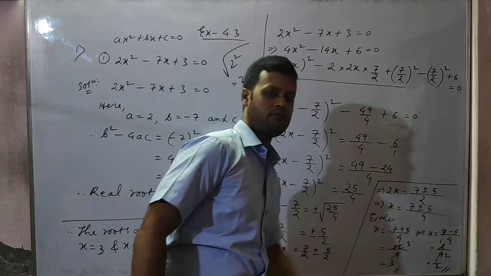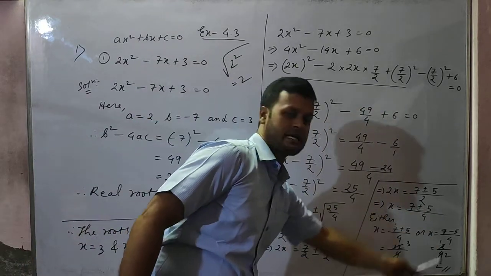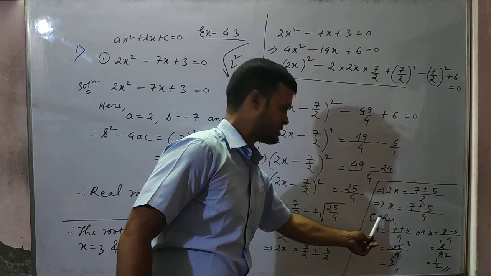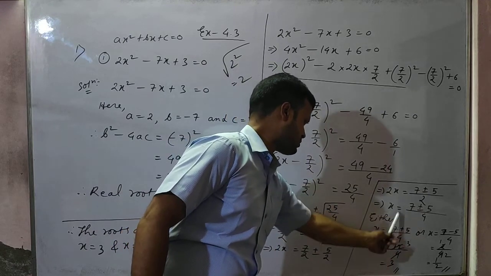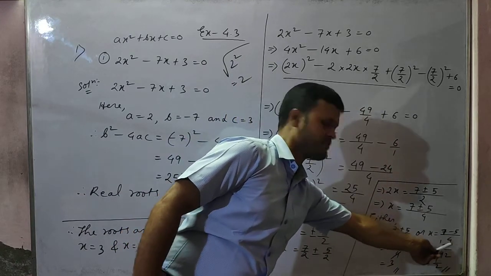2 is multiplied here. If I take it to the other side, it will get multiplied below. 2 into 2, it will become 4. Now once I will take plus, once I will take minus. So either x is equal to, once I will take plus, 7 plus 5 by 4, or x is equal to 7 minus 5 by 4.